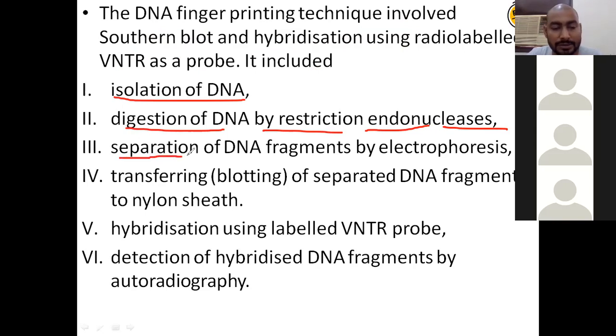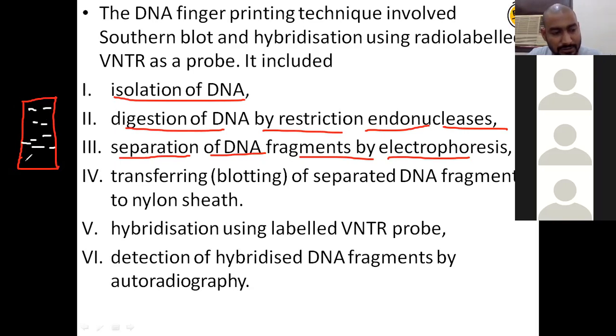Separation of DNA fragments by electrophoresis. In the third step, through electrophoresis you separate the DNA molecules. This is the well where we load the DNA molecules.